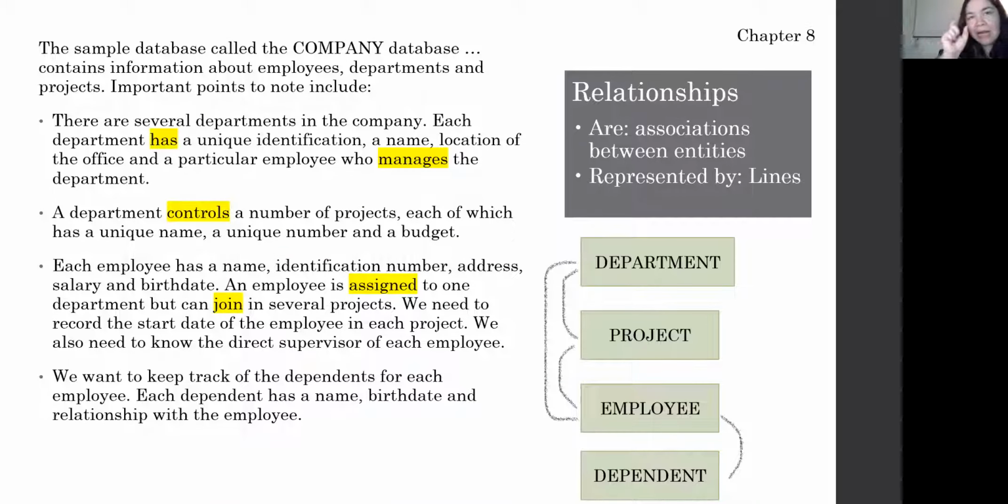And then we don't have an actual good verb for it, but we know that there's a relationship between the employee and the dependent. How do we want to name that? Usually we want to go with the verbs in the prompt here, but for dependent, it might be "has." Yeah, so that's pretty simple.